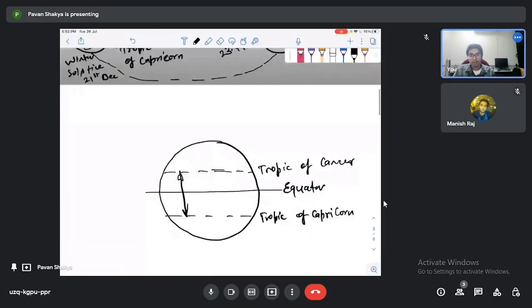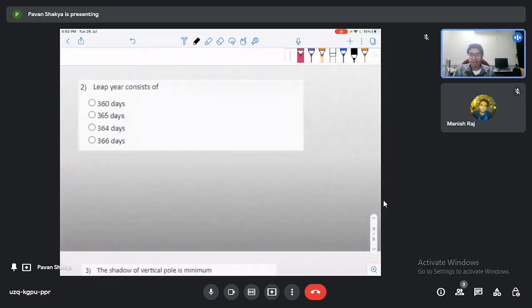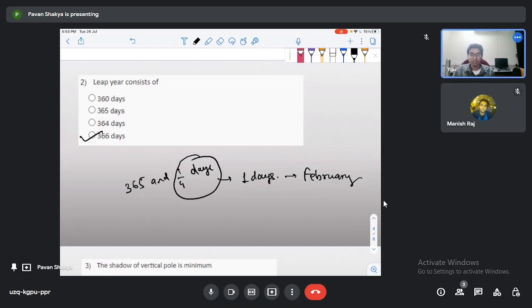Now, coming to the second problem, it asks how many days a leap year consists of. As we know, our Earth completes one revolution around the Sun in 365 and 1/4 days. Thus, this 1/4 day in 4 years is counted as 1 day and included in a leap year. That is included in the month of February. Thus, a leap year consists of 366 days.